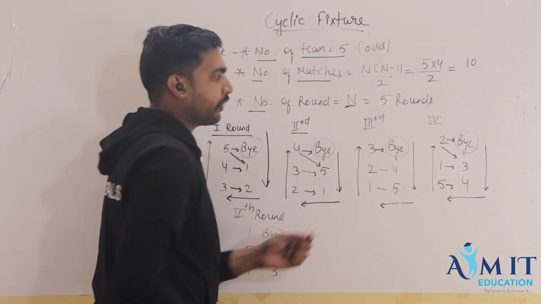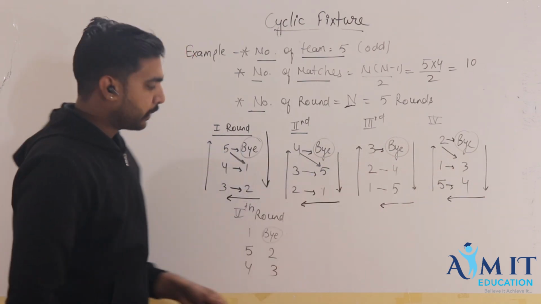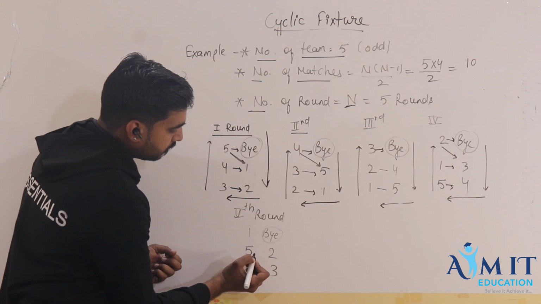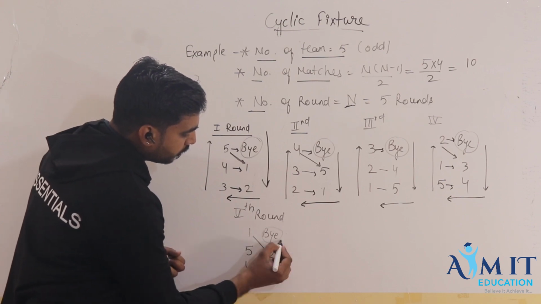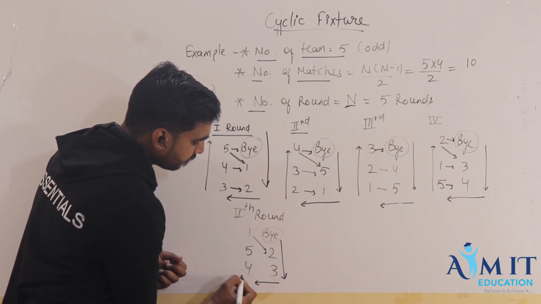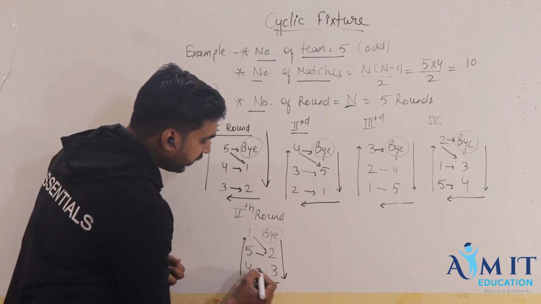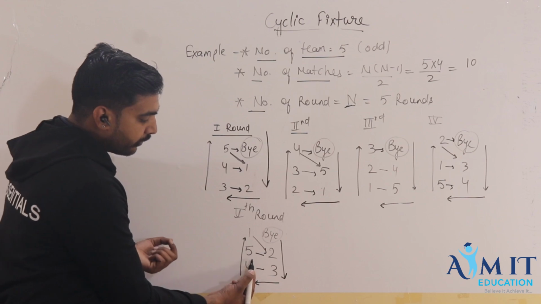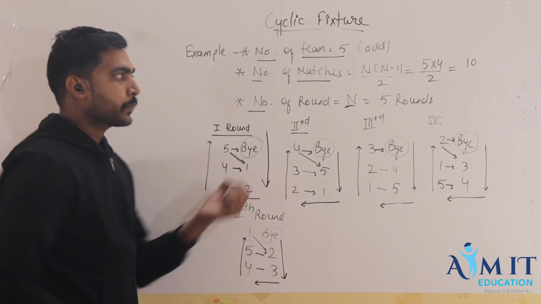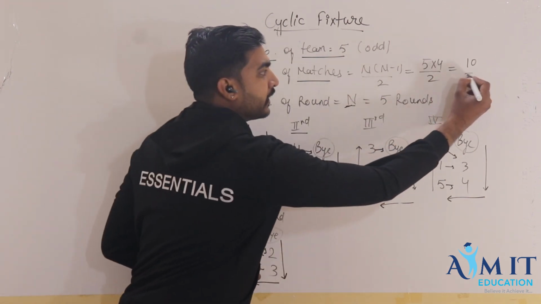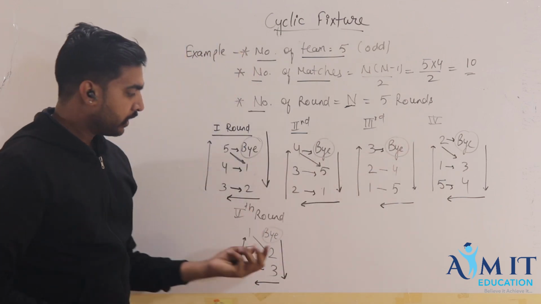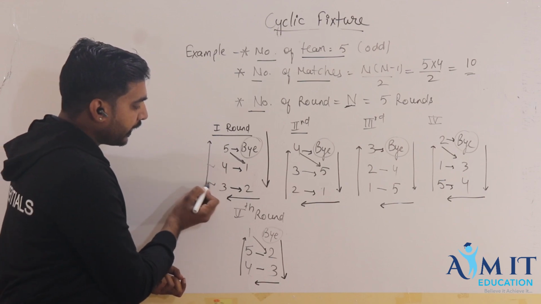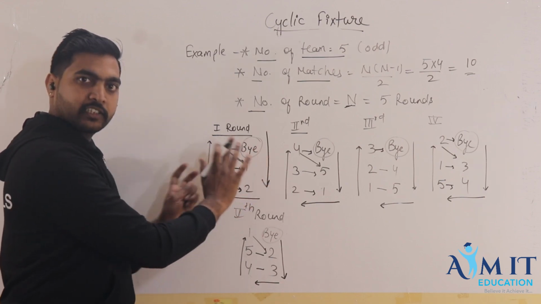In round number 5, 2 comes and takes the place of 3. So look, in round number 5, team 1 will get the bye and the matches are 5 versus 2, 4 versus 3. So the number of matches will be 10. How many rounds do we have? 5. In each round the total number of matches is 2, 2 and 1. This one is the bye, it is not played.